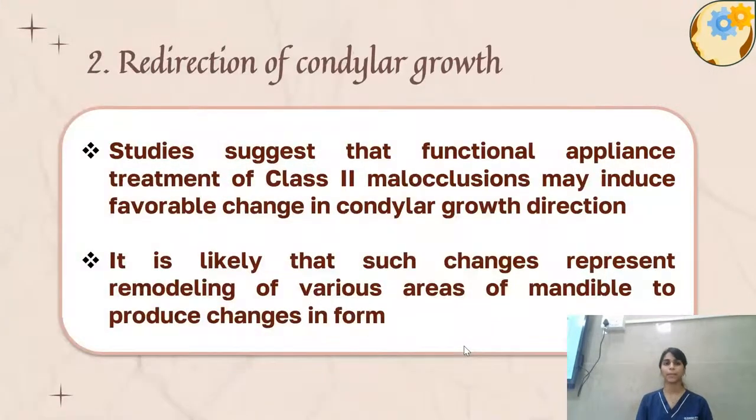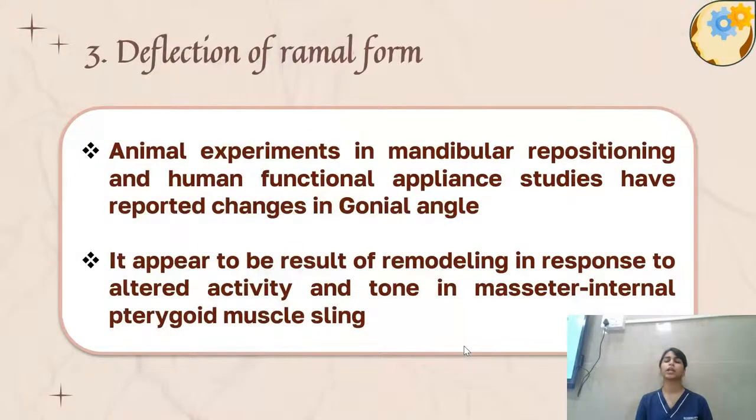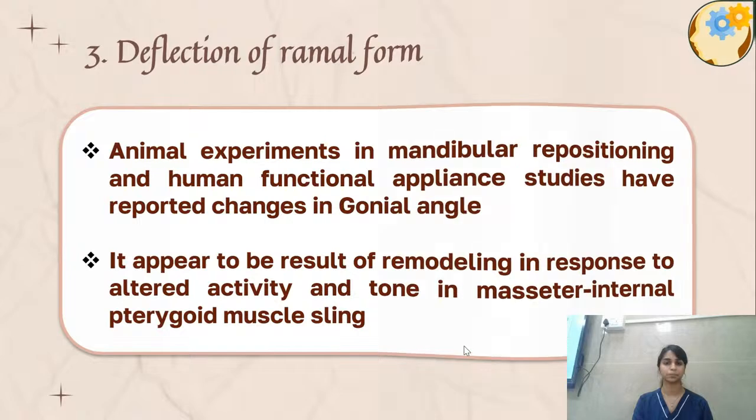Talking about redirection of condylar growth, studies suggest that functional appliance treatment of class 2 malocclusion may induce favorable change in condylar growth direction. It is likely that such changes represent remodeling of various areas of the mandible to produce changes in form. Talking about the third factor, that is deflection of ramal form. Animal experiments in mandibular repositioning and human functional appliance studies both have reported changes in gonial angle. It appears to be a result of remodeling in response to altered activity and tone in the masseter internal pterygoid sling.